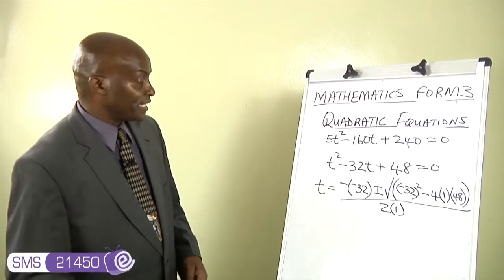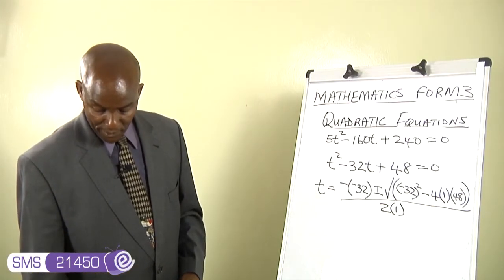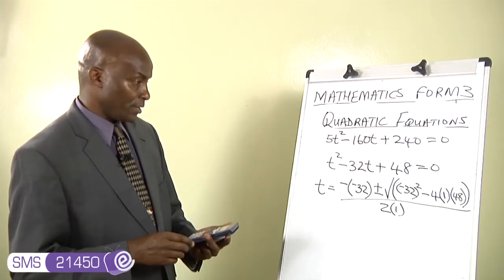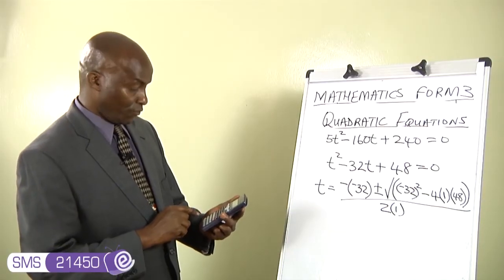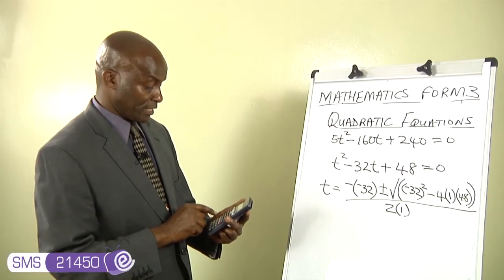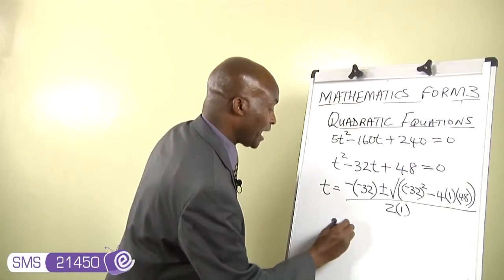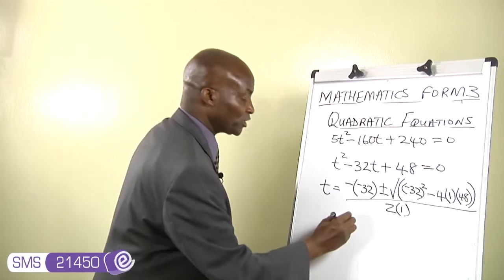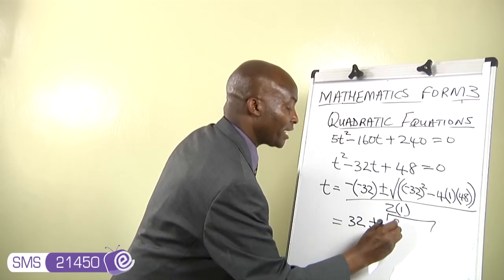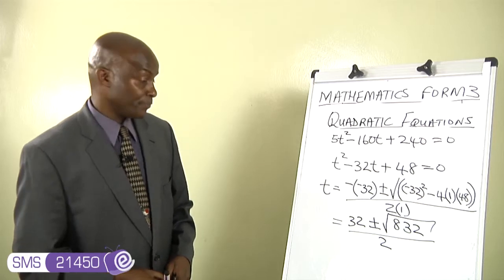So let us work out the discriminant first. This value here, that is negative 32 squared, which gives us 1024. Then we say minus 4 times 1 times 48. And that gives me 832. So this becomes negative 32 is positive 32 plus or minus square root of 832 divided by 2 times 1, which is equal to 2.